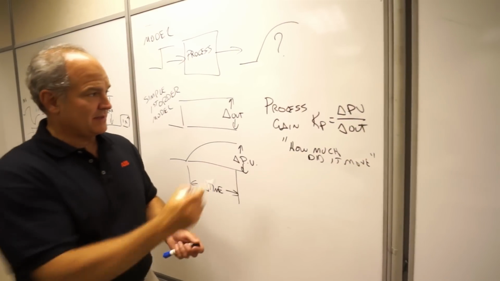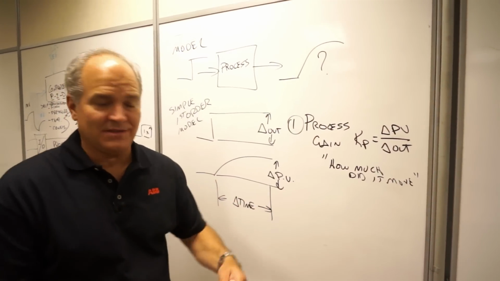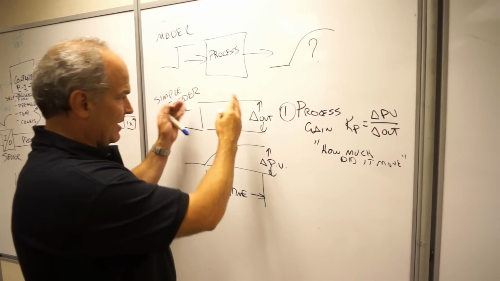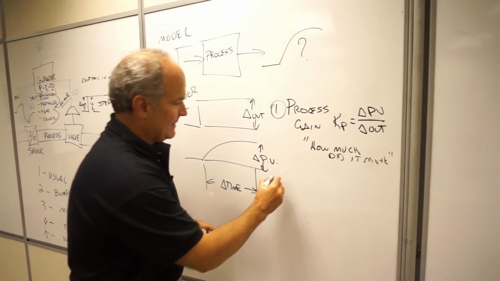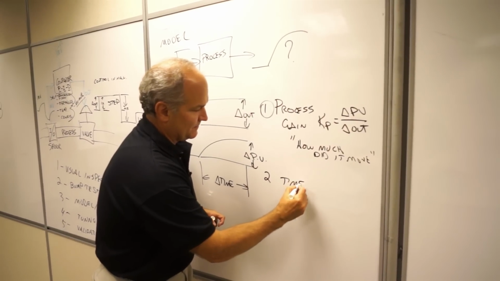So how much did it move? That's the first thing. You can get that pretty easily. Just take a look at the change in output over the change in process. The second thing you need is the time constant.